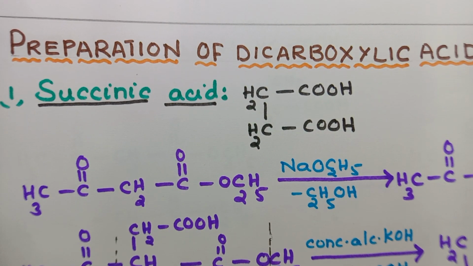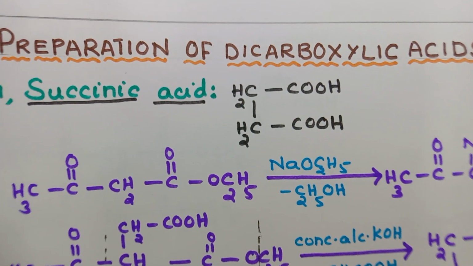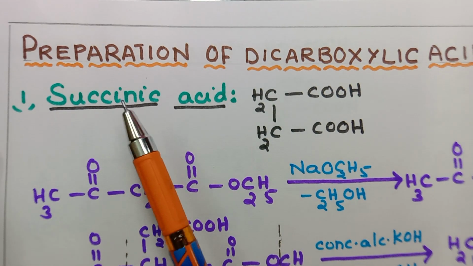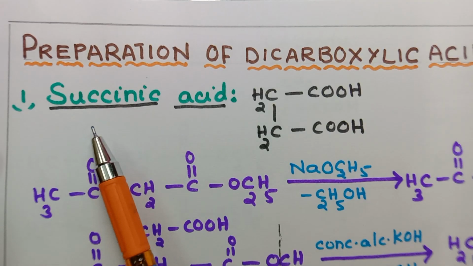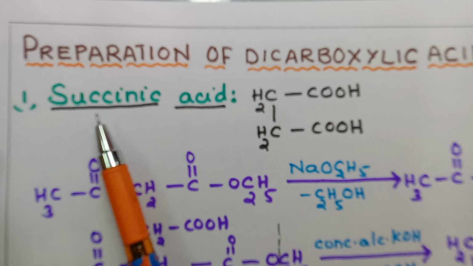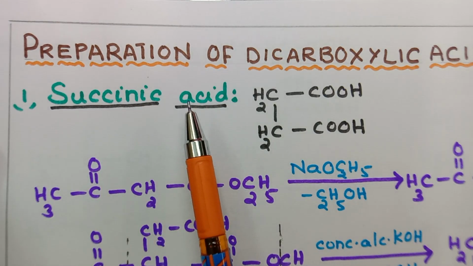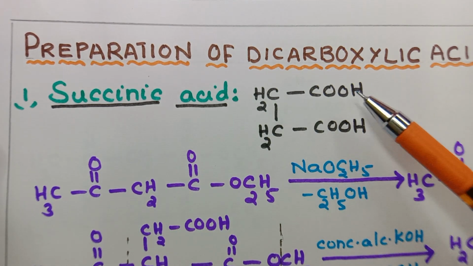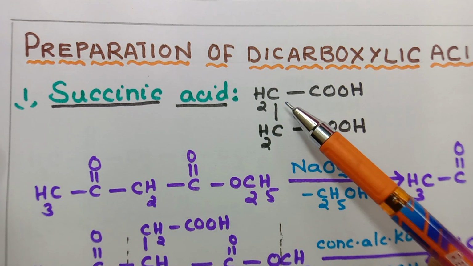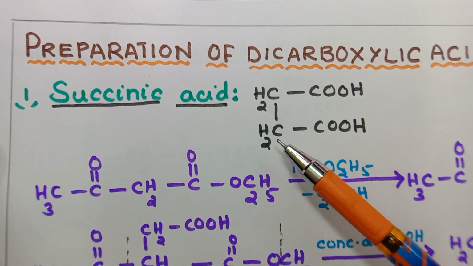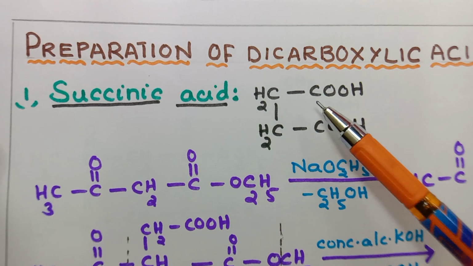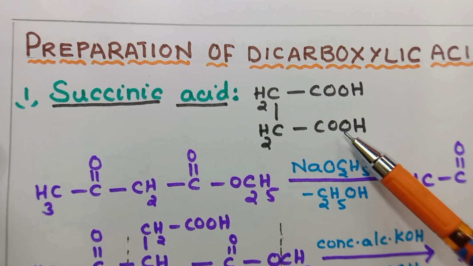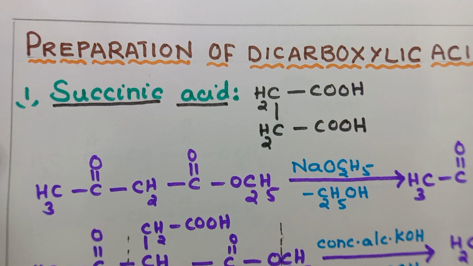So put the side heading, preparation of dicarboxylic acids, under which the first example I have taken is succinic acid. Kindly don't make spelling mistakes, students. S-U-C-C-I-N-I-C, succinic acid. Now what is the structure or formula of succinic acid? You can find two COOH groups: CH2COOH, CH2COOH. In total there are 4 carbons and 2 COOH groups. So this compound is called succinic acid.